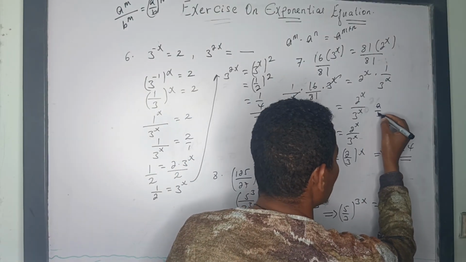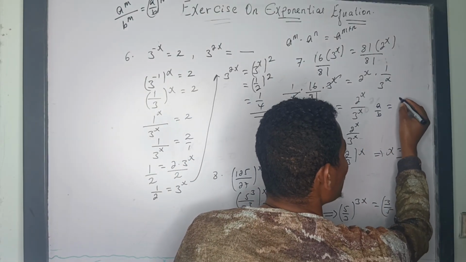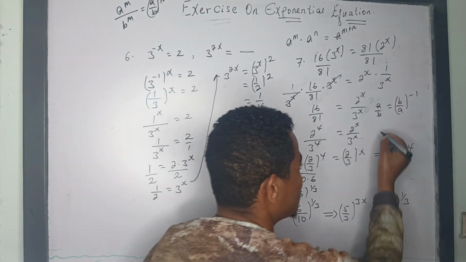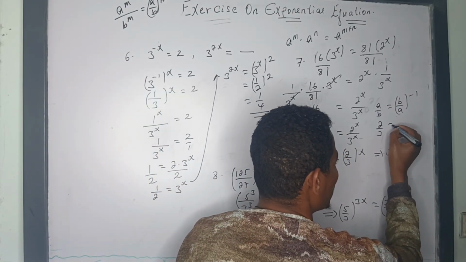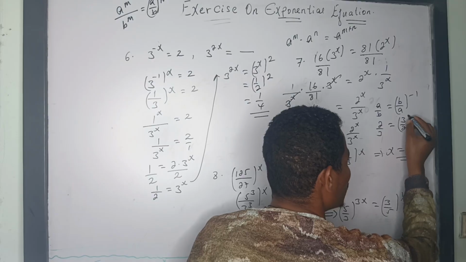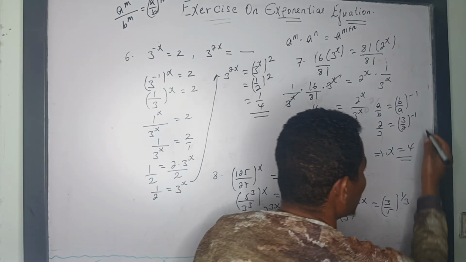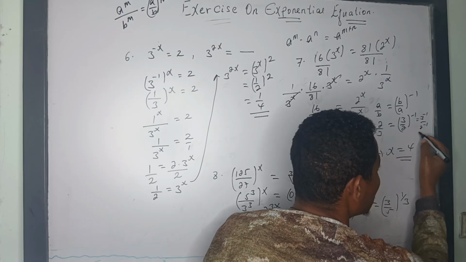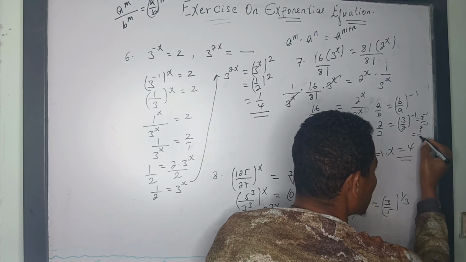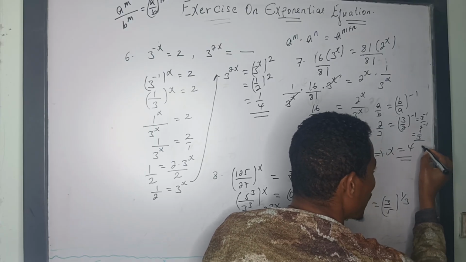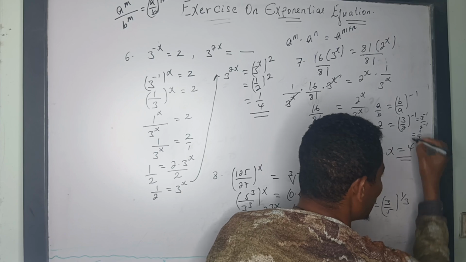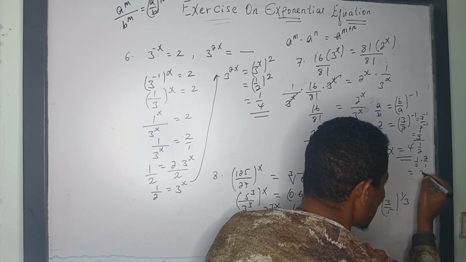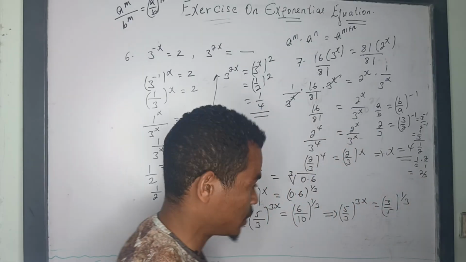(a/b) is equal to (b/a)^(-1). That is, 2/3 is the same as (3/2)^(-1), because this is the same as 3^(-1) over 2^(-1). 3^(-1) is 1/3 and 2^(-1) is 1/2. So taking the reciprocal, we get 1/3 times 2/1, which is the same as 2/3.